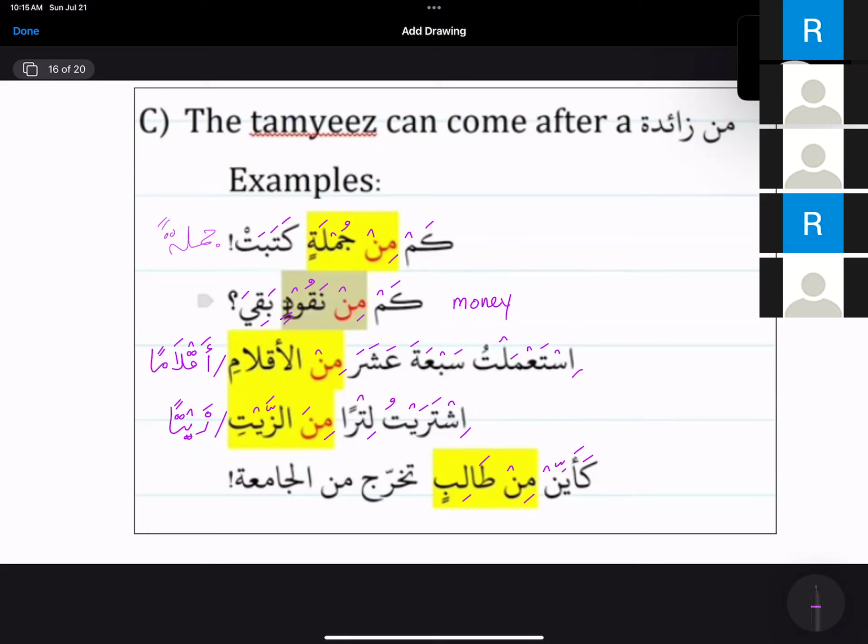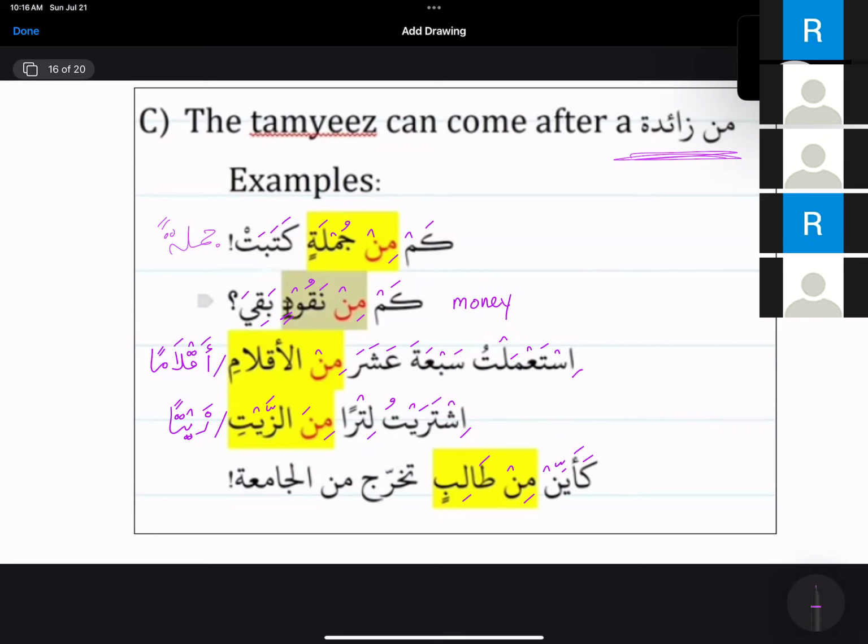How many sentences did you write? Right? Someone is writing an essay and it's a long essay, right? So you're asking how many sentences you have written. So this jumlatan is basically a tamyiz, but it is coming with min over here. It should not be jumlatan, I mean, fata. We can have it that way, but it is showing that sometimes it's going to come with min as well.